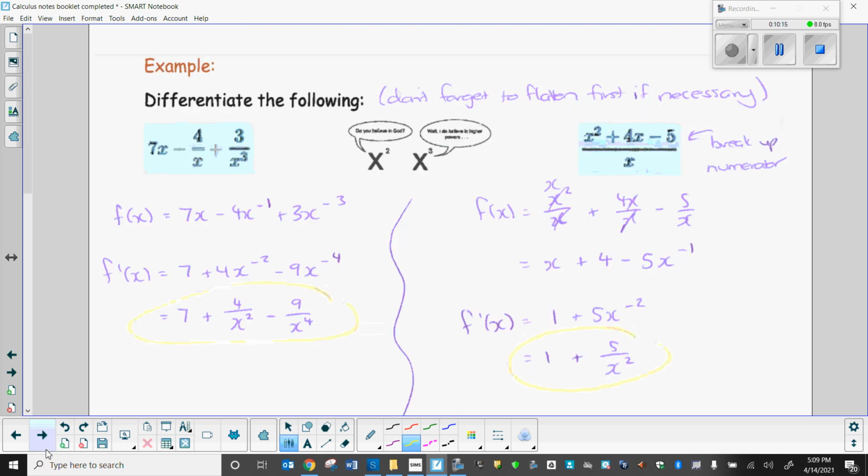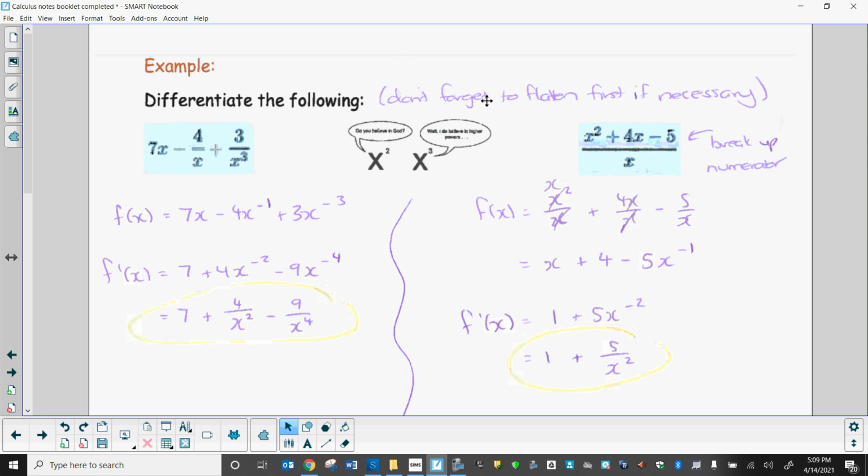Yay! Now let's do a page of some examples. Feel free, if you want to try these yourself first and then just check with mine as you go, you're welcome to. So differentiate the following. Don't forget to flatten it first. Got to flatten it first, get the x's out of the denominators first before you find the derivative. So that's important.